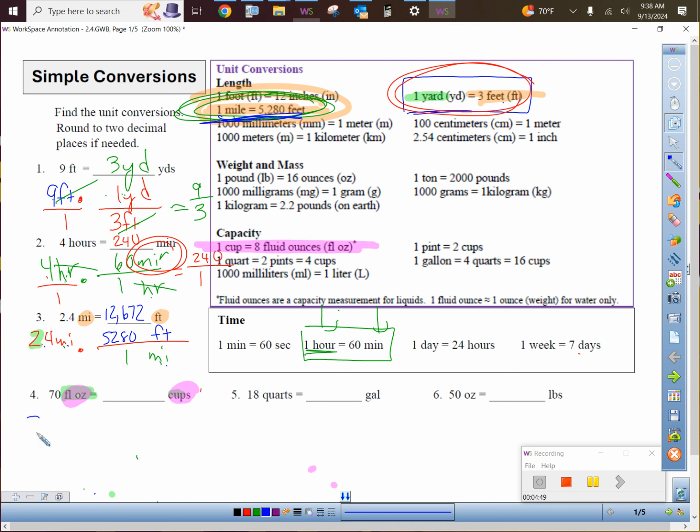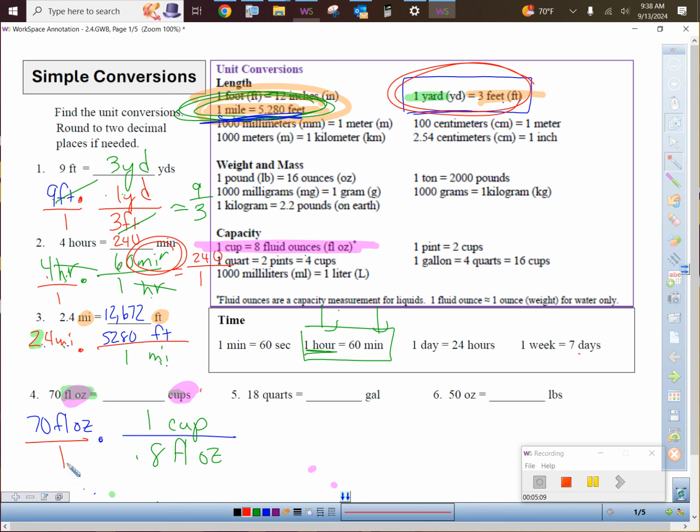This is 70 fluid ounces times, since fluid ounces is upstairs, I need fluid ounces to be downstairs to make things cancel. And then I go to my pink conversion right here. There are 8 fluid ounces in every 1 cup. And then you just multiply.